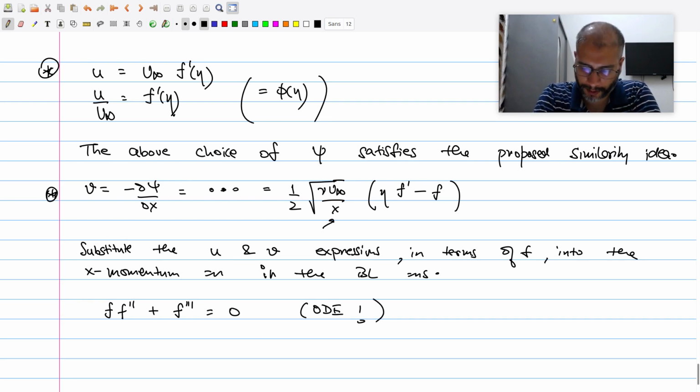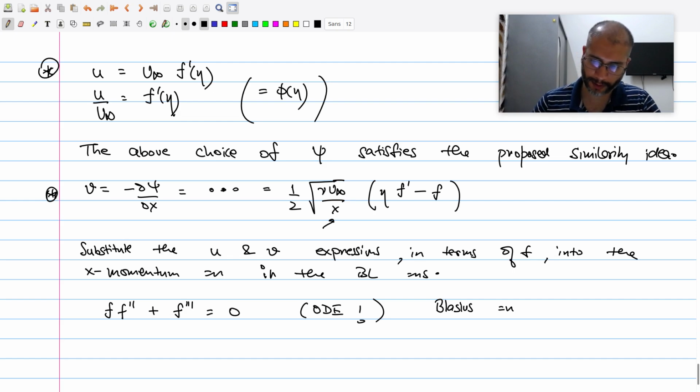That is beautiful because mathematically now we have an ordinary differential equation. It's much easier to solve this as compared to solving the partial differential equation that we had in both x and y. And this equation is also known as the Blasius equation, in honor of Blasius, who developed this idea mathematically.